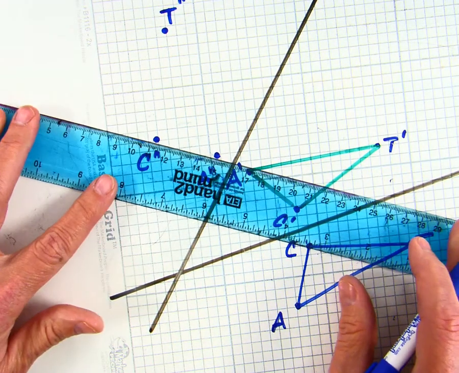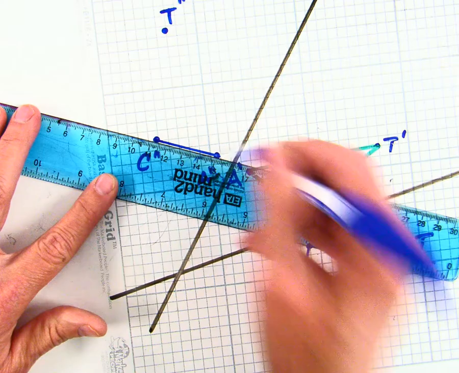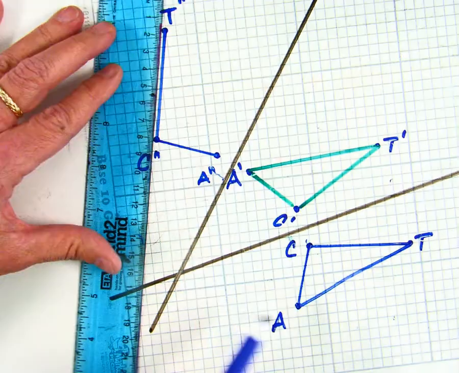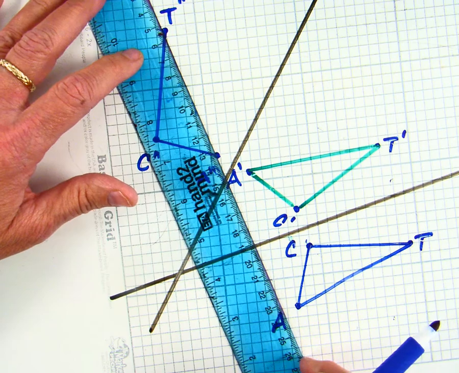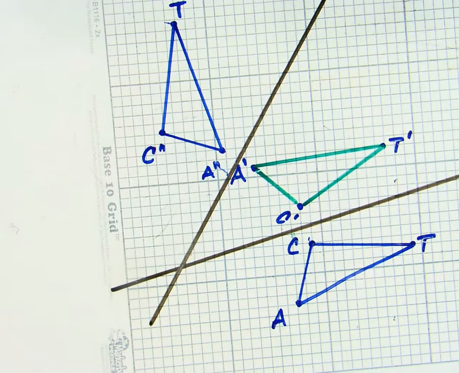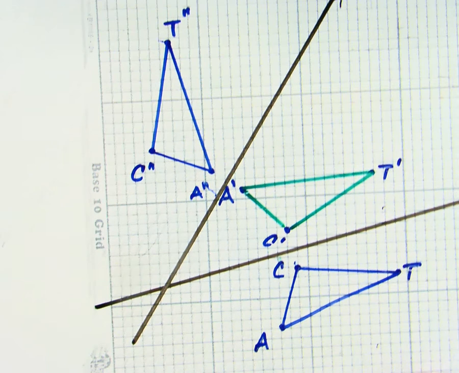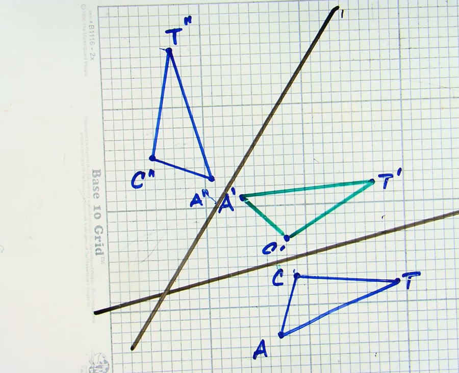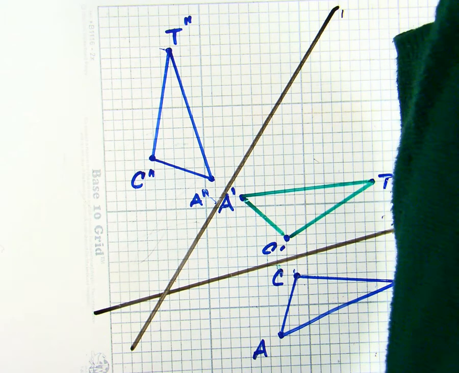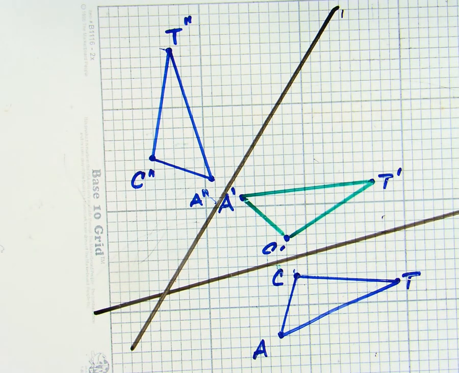And draw cat double prime. So there's cat, cat prime, and cat double prime. That looks pretty much like, well, let's see. It looks like it might be a rotation to me.